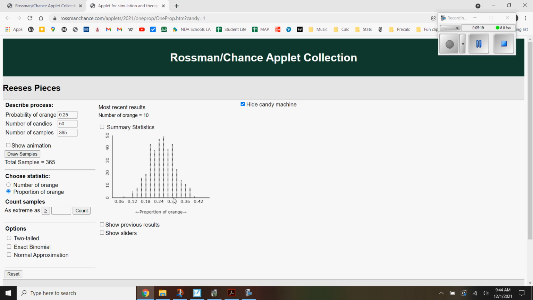So if I look at the previous results, you can see that those were a lot more spread out. They're these lighter gray ones. When we had 10 babies being born per day, the variability was quite a bit more than with 50 babies born per day. So let's take a snip of that and put that also on the smartboard.